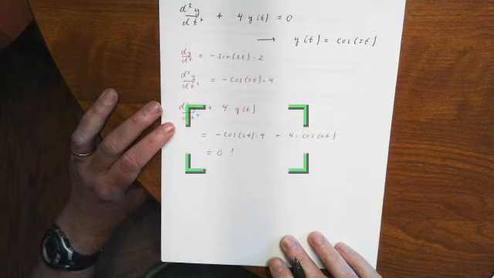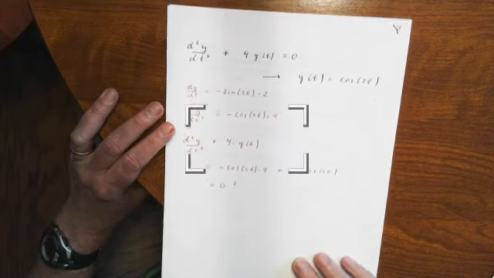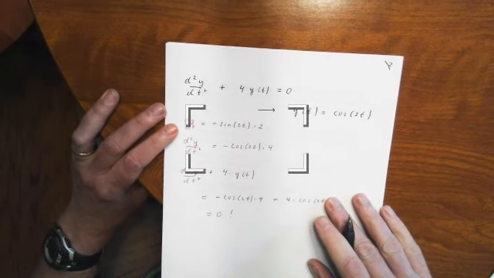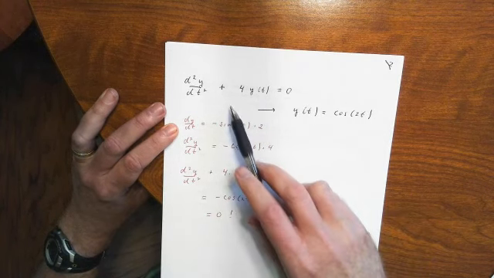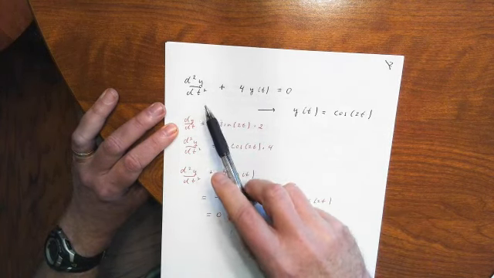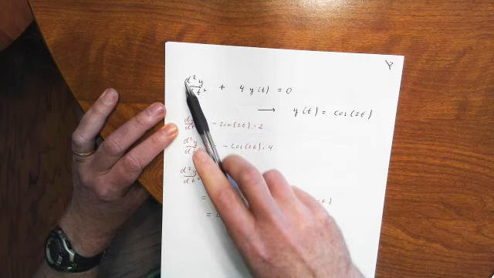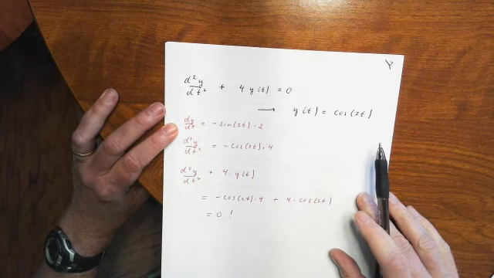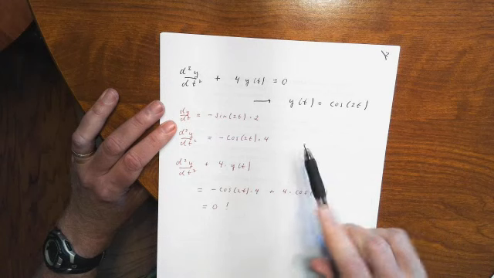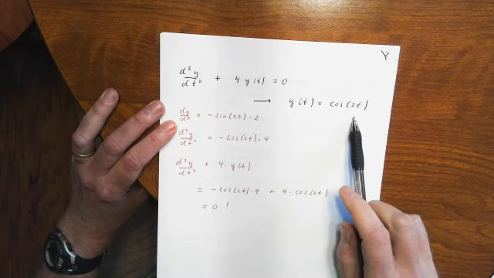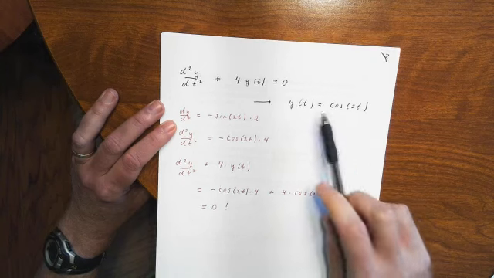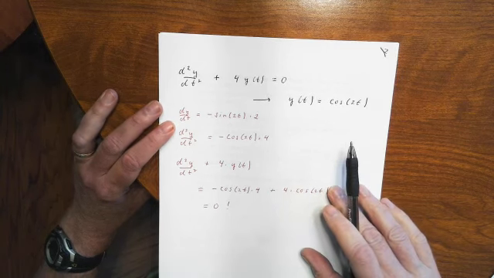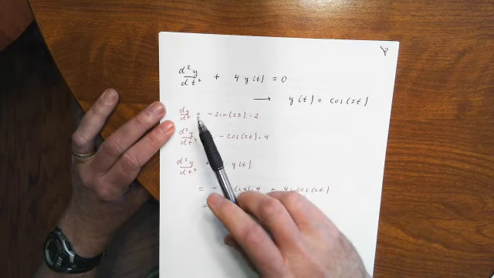Another example: the second derivative of y with respect to t plus 4 times y of t is 0. This is what we call a second order differential equation because the highest derivative is the second derivative. Now, the solution to this differential equation is y of t equals cosine of 2t. Don't worry about how I got that solution, but let's just check and make sure that it's valid.